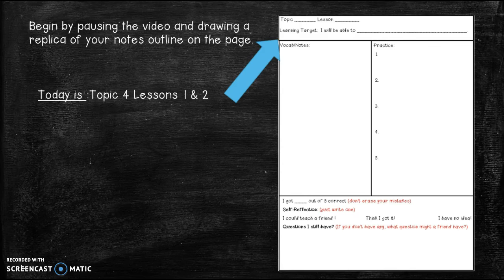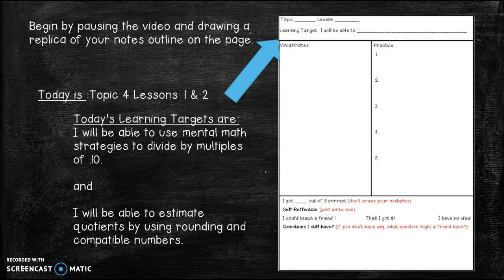Today we have two lessons that we're going to focus on because both of them are relatively easy. It's topic 4, lessons 1 and 2. That means we have two learning targets as well. Our first one is, I will be able to use mental math strategies to divide by multiples of 10. And our second one is, I will be able to estimate quotients by using rounding and compatible numbers. Be sure to pause the video so you can make sure to get all of the learning targets written down in your notes.